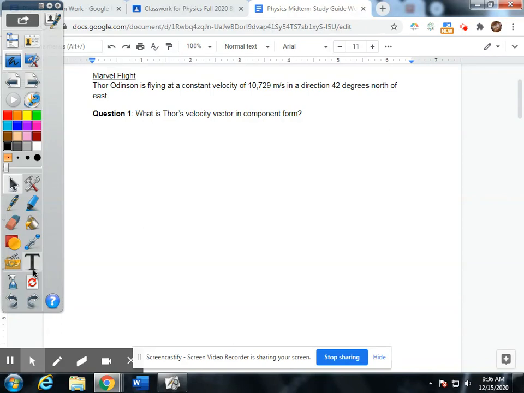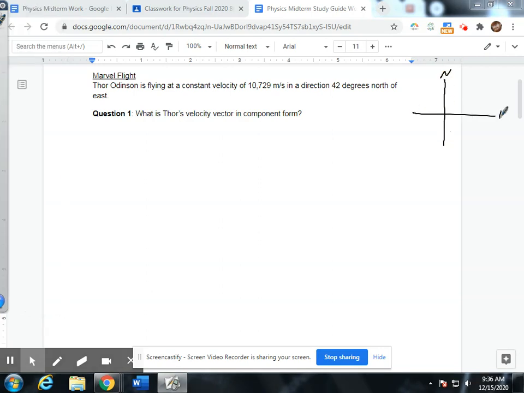Let's look at question 1 from our midterm study guide. We have Thor flying at a constant velocity of 10,729 meters per second in a direction 42 degrees north of east. So here's a picture of what's going on. We've got our coordinate plane, northeast, and if he's directed 42 degrees north of east, we'll start at east and rotate up towards north. There's our velocity, and here's our angle.